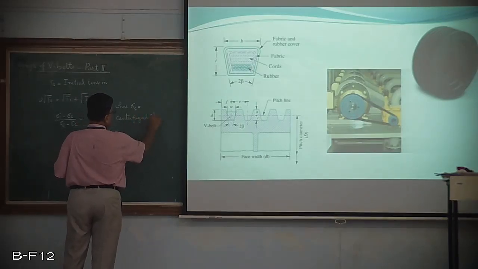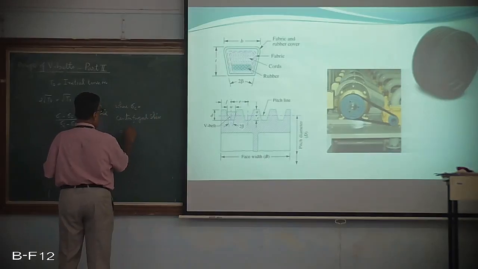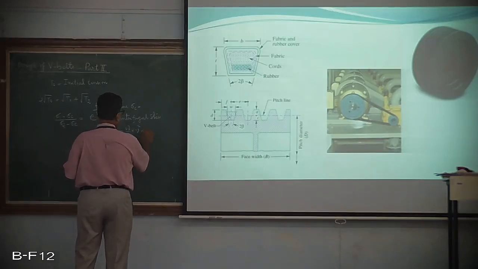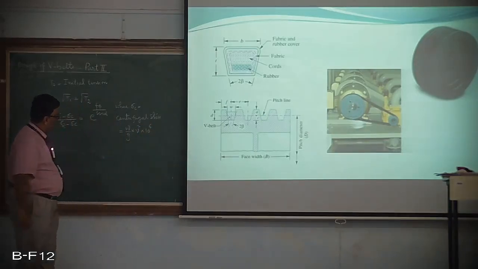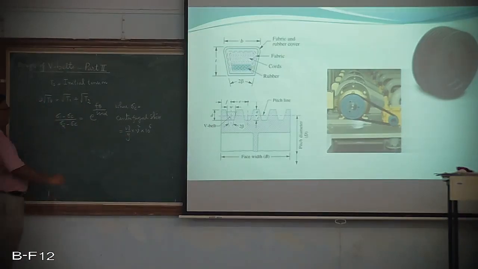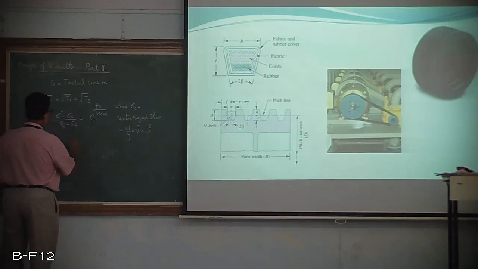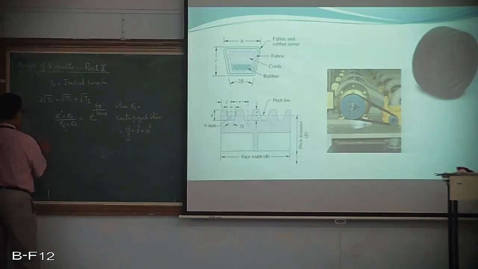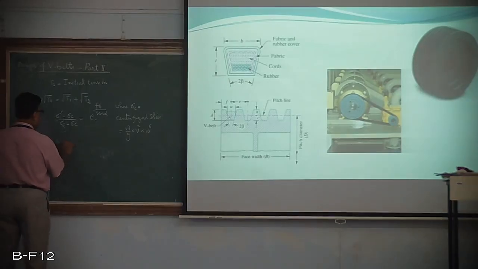Centrifugal stress is given by W by G into V square, and of course you have to multiply by 10 raised to 6 to convert this into Newton per millimeter square. Whereas sigma 1 is the highest permissible stress in the tension side of the belt, and sigma 2 is the corresponding tensile stress produced in the slack side of the belt. So by using this relation, the corresponding sigma 2 can be found out, provided you know all these details. Now once we know this, I can directly use this equation for power transmitted.